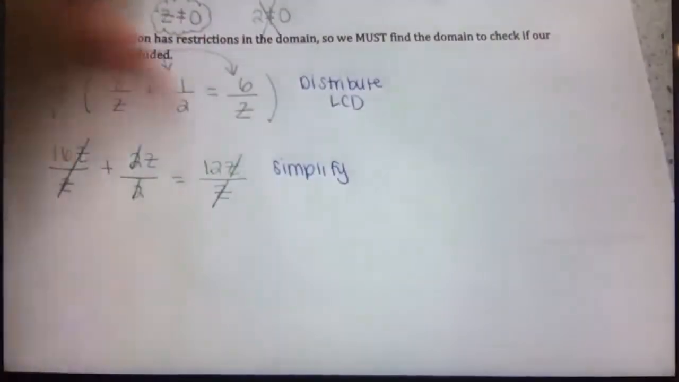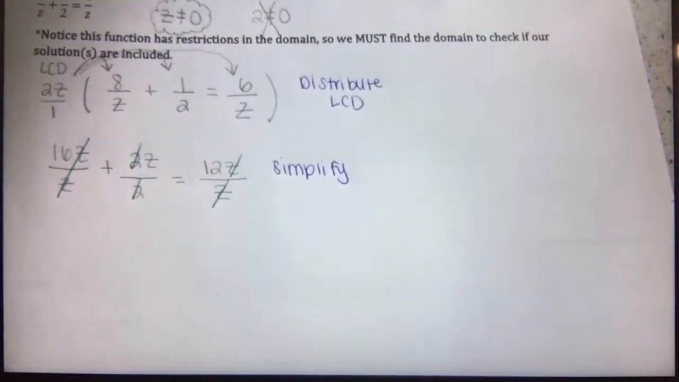Which they do, so we know we did it right. If they don't go away, that means you have the wrong LCD. Go back and check your work. It's kind of like a good checkpoint. If everything doesn't cancel out nicely, you have the wrong LCD. Go back and check your work.